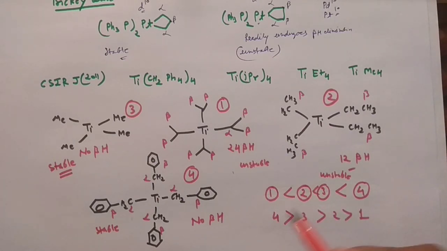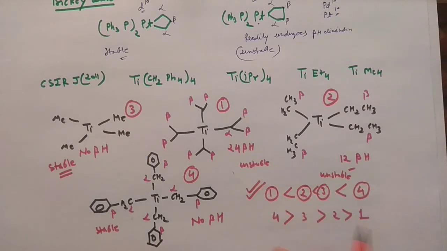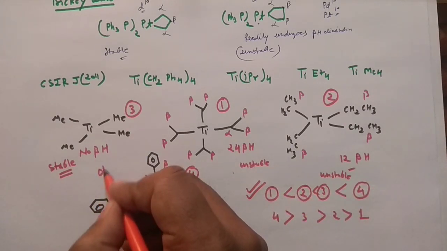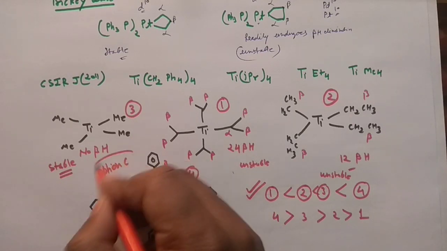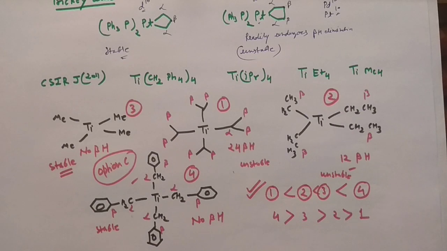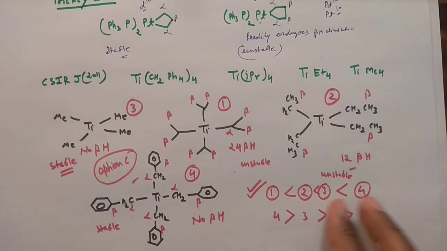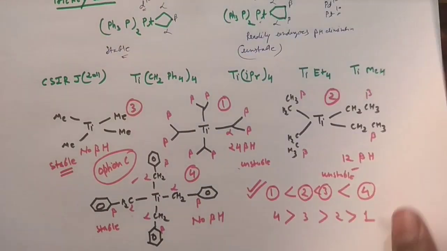However, they have asked the question in the increasing order of their stability. So if they ask in the increasing order, this is the correct answer. And in that case, I think option C was there. If you check the question, option C was the correct answer. So in that manner, you can solve this question. I think this is clear to you, right? However, they have given the options in such a manner that 3 and 4 actually decide the stability. There is no need to go further.